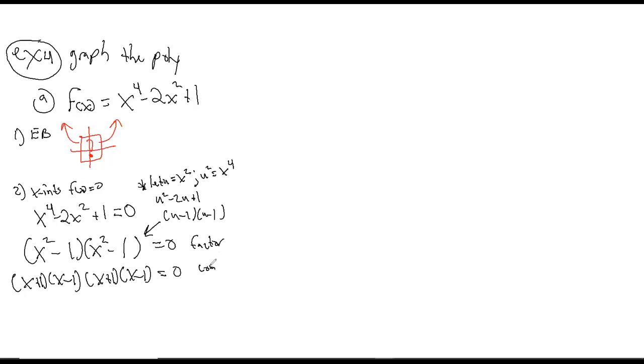Now let's combine factors. Now that nothing else is factorable, let's squish together the common ones. There's an x plus 1 and an x plus 1. That's the first and the third. So that's x plus 1 squared. Then there's 2 of those x minus 1s. So that's x minus 1 squared.